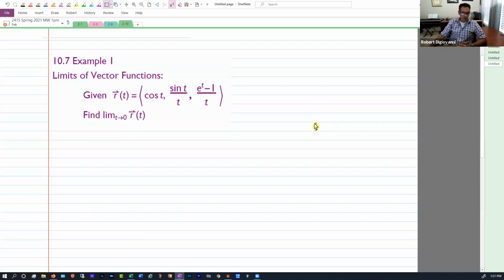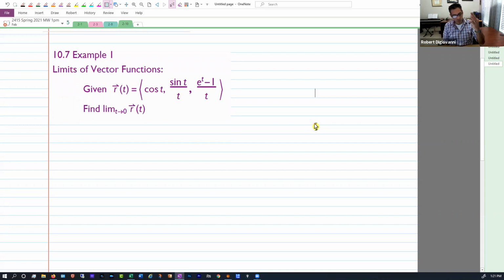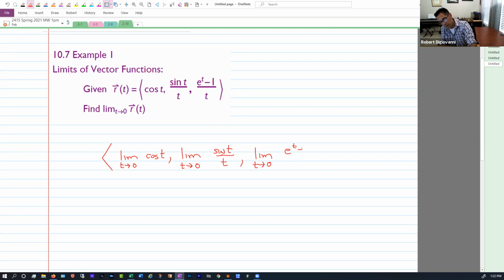Okay, back to this. Given this three-dimensional vector function, we want to find the limit as t goes to 0. All you have to do here is take each component and take the limit as t goes to 0. That's it. Limits are nice because, like I said, there's nothing new. I don't have to teach you some new rule about limits for vector functions. As long as you can take limits like you did in Cal 1, you'll be okay.